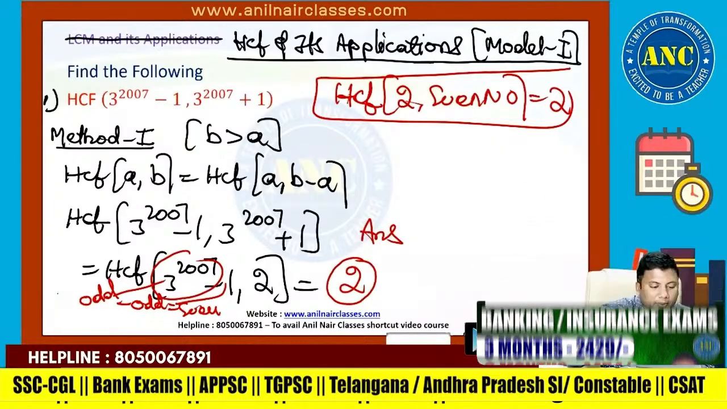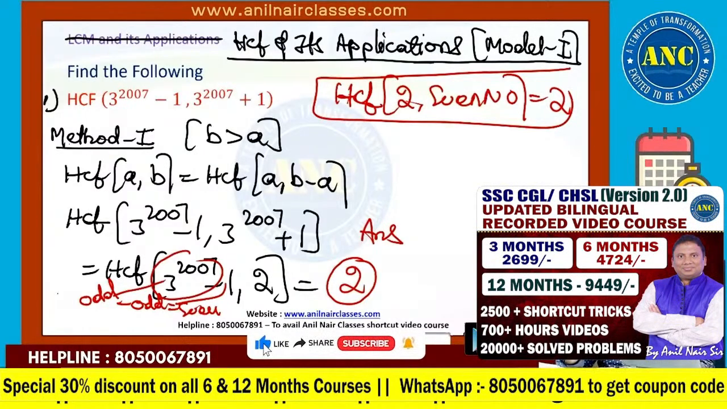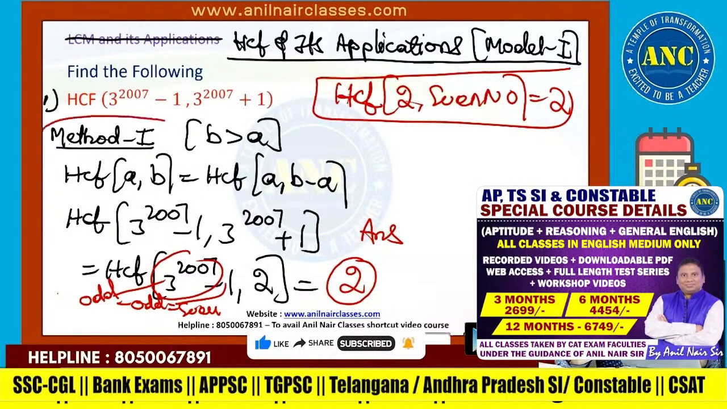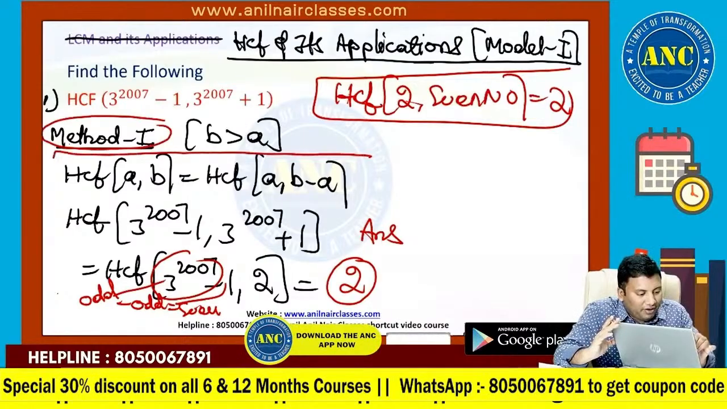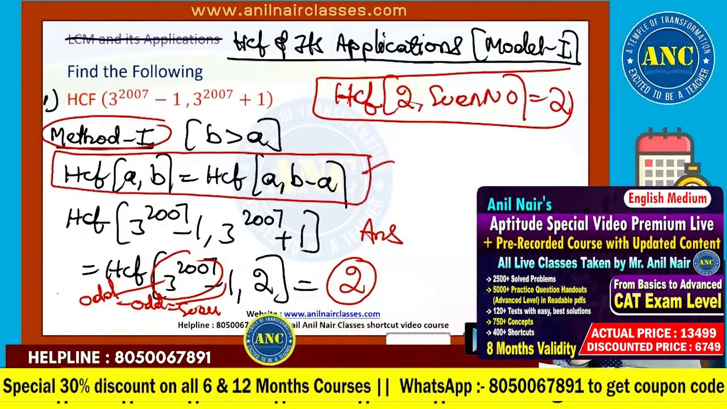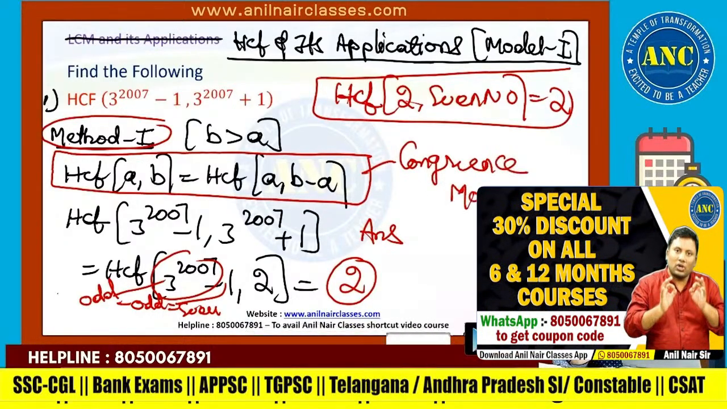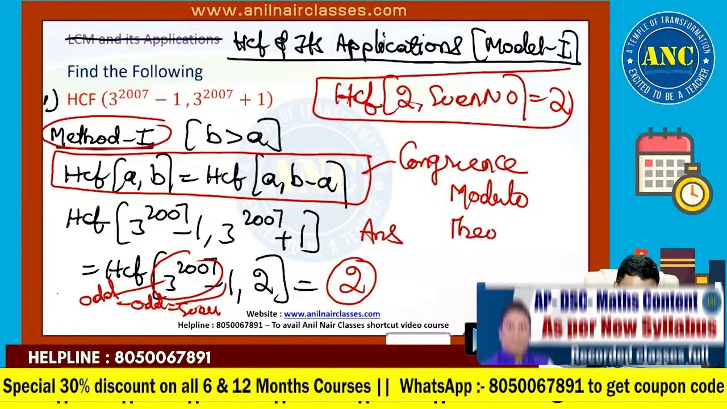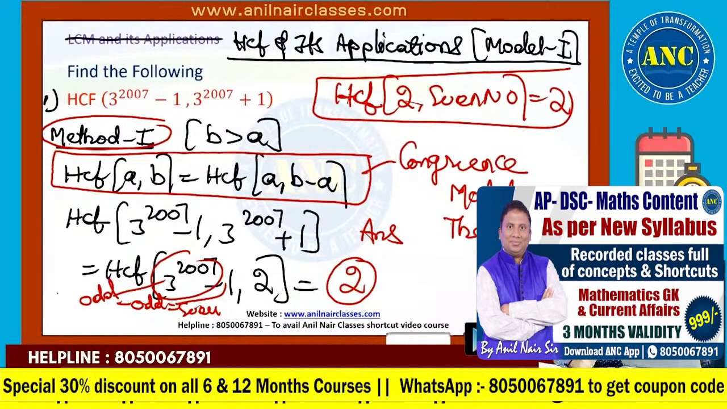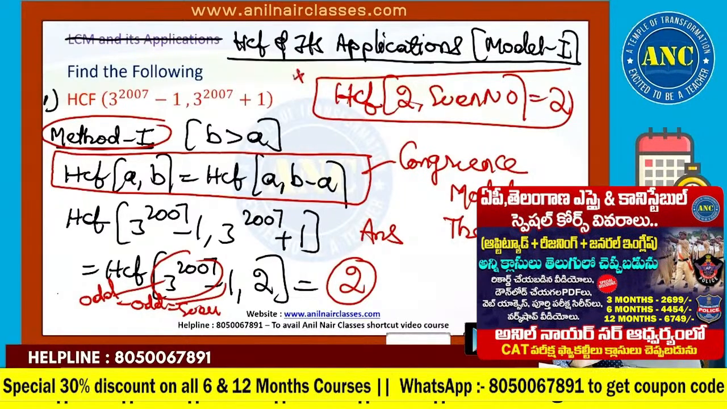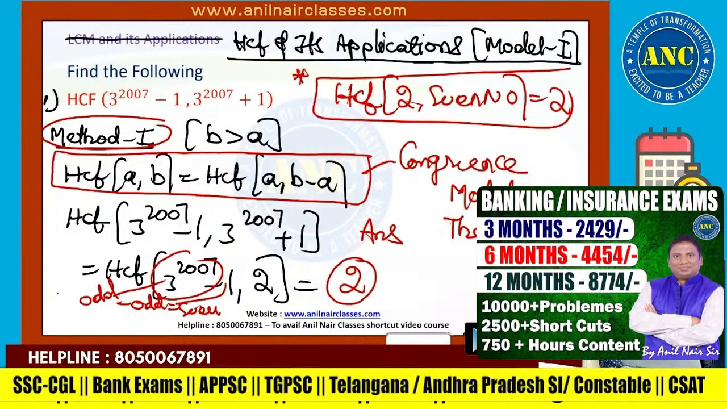HCF of 3 power 2007 minus 1 comma 3 power 2007 plus 1. Two numbers are given. In method 1, we discussed HCF of A comma B is HCF of A comma B minus A, which is nothing but the congruence modulo theorem. Subtraction of A from B, I got 2. HCF of 2 with any even number is 2. That is method 1.